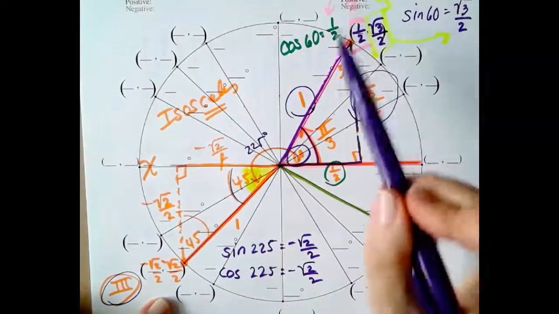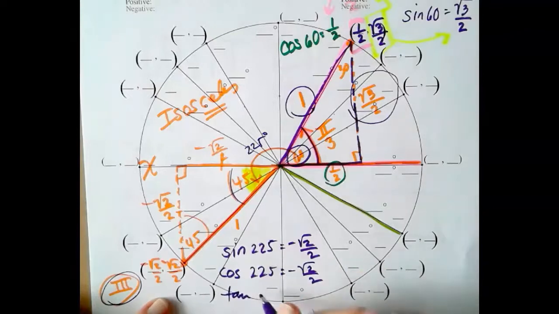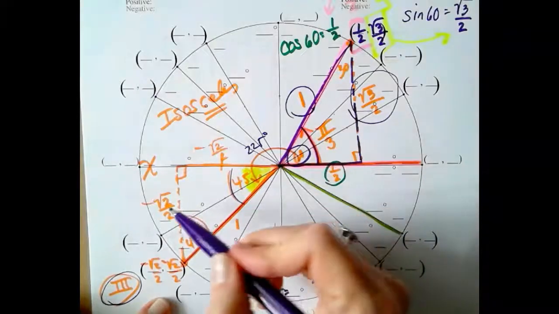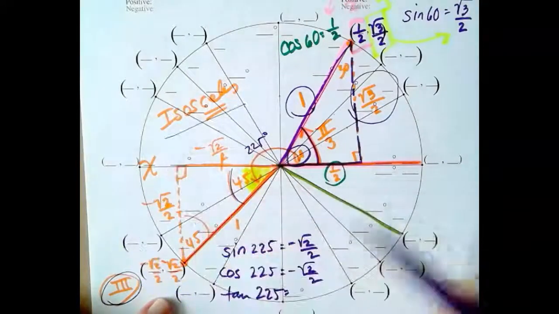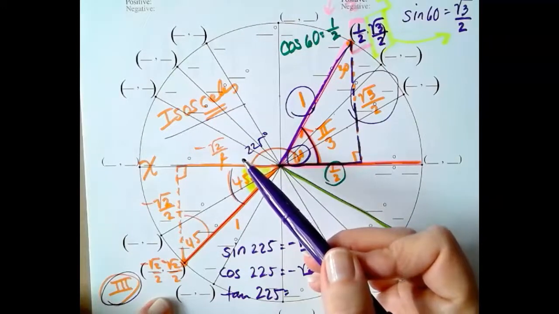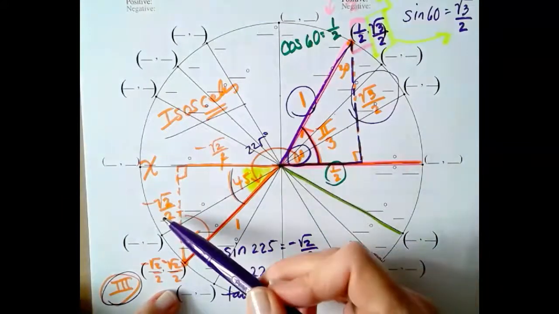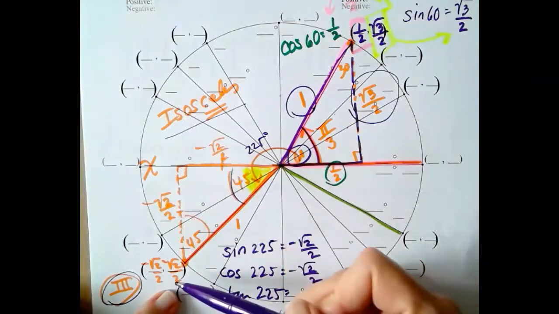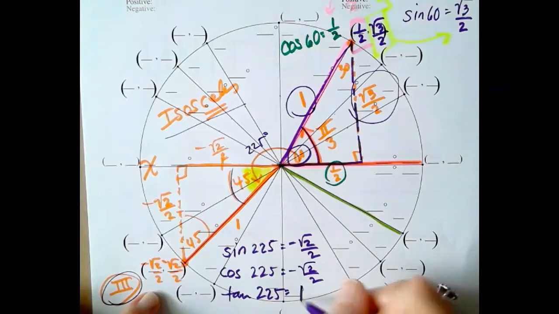Now, we didn't talk about the tangent up here. I'll hit it right here. The tangent is, of course, opposite over adjacent. And when your triangle is isosceles, your opposite and your adjacent sides are the same. Your x-coordinate and your y-coordinate are the same. So if we were to say opposite over adjacent, that would be negative root 2 over 2 over negative root 2 over 2. That would be equal to 1.